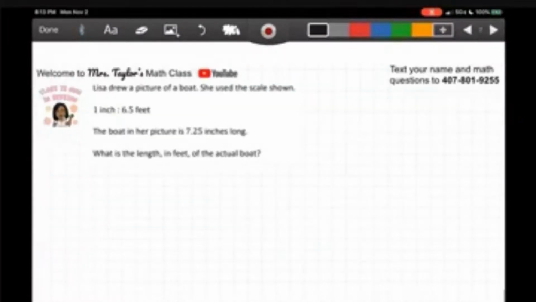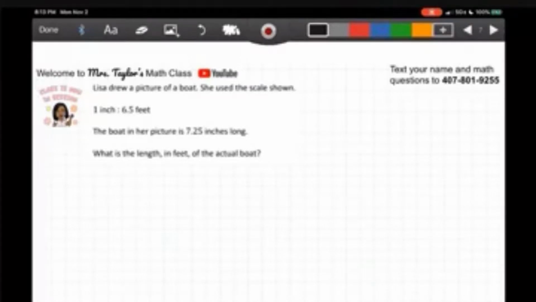Okay, so now let's look at this one. This is another 7th grade problem. It says Lisa drew a picture of a boat. She used the scale shown: 1 inch equals 6.5 feet. The boat in her picture is 7.25 inches long. What is the length in feet of the actual boat?